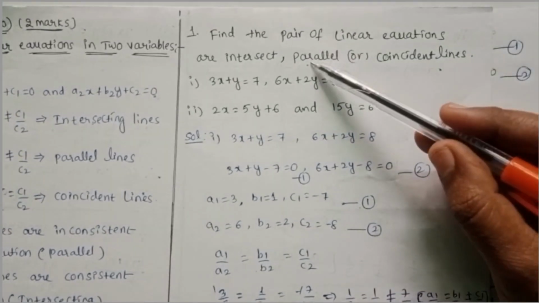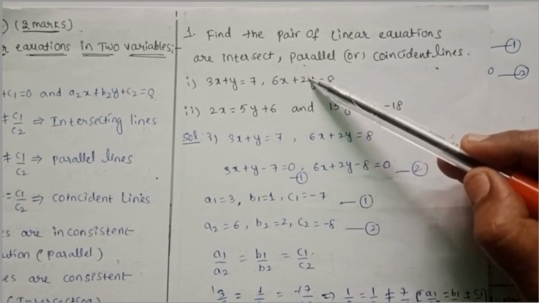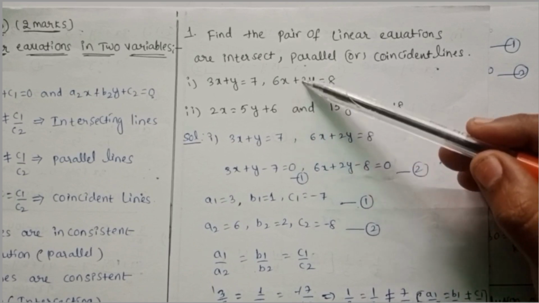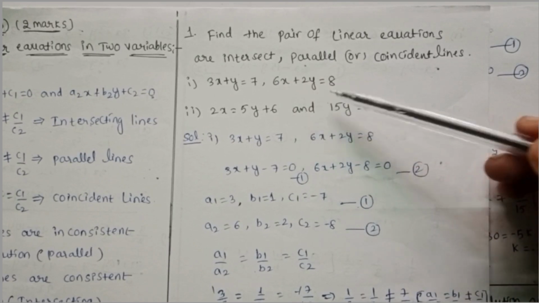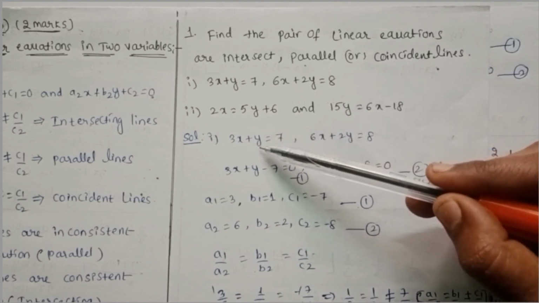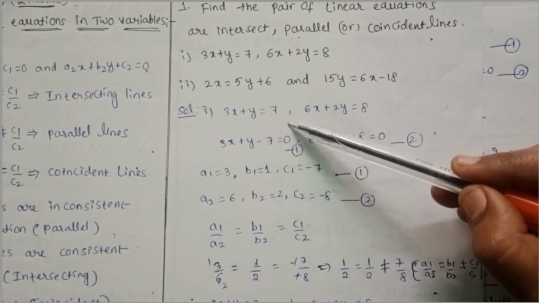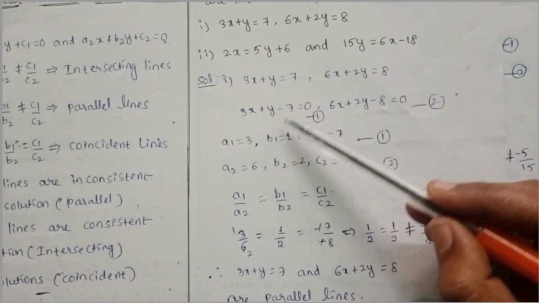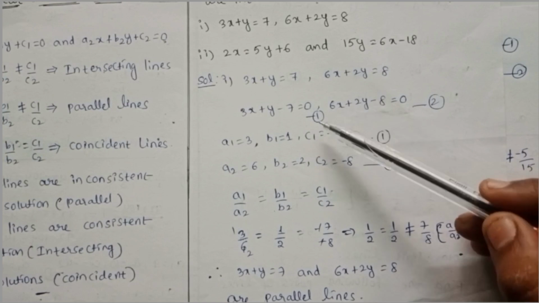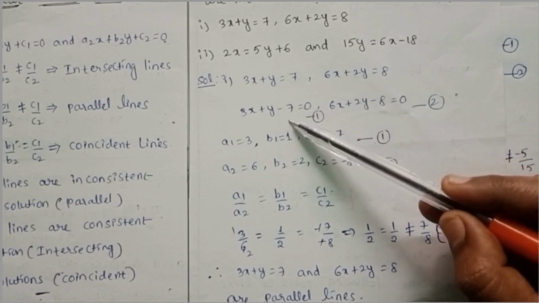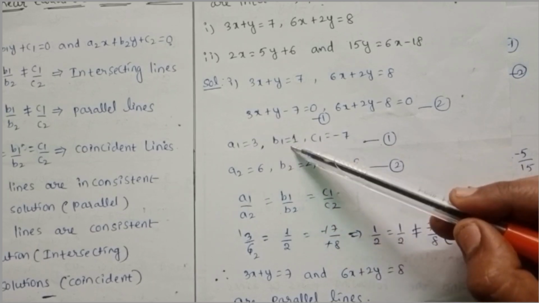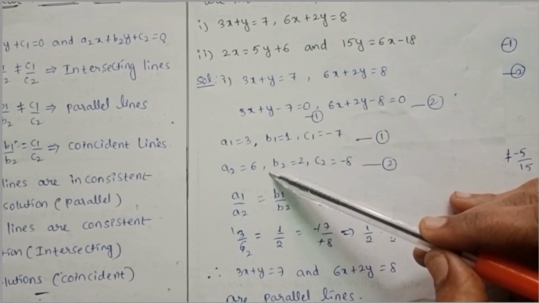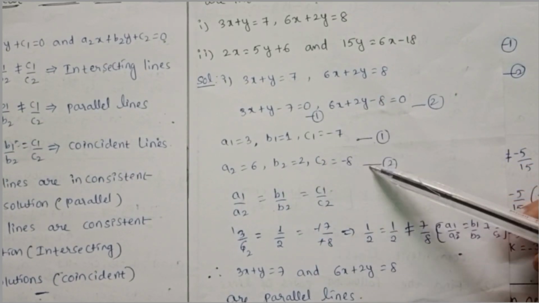First question, find whether the pair of linear equations are intersecting, parallel or coincident lines. The question is asking whether the given two lines are intersecting lines, parallel lines or coincident lines. First, take the two equations, 3x plus y is equal to 7, 6x plus 2y is equal to 8. Compare these two equations with a1x plus b1y plus c1 is equal to 0 and a2x plus b2y plus c2 is equal to 0. From the first equation, a1 value is 3, b1 value is 1, c1 value is minus 7. Here a2 value is 6, b2 value is 2, c2 value is minus 8.